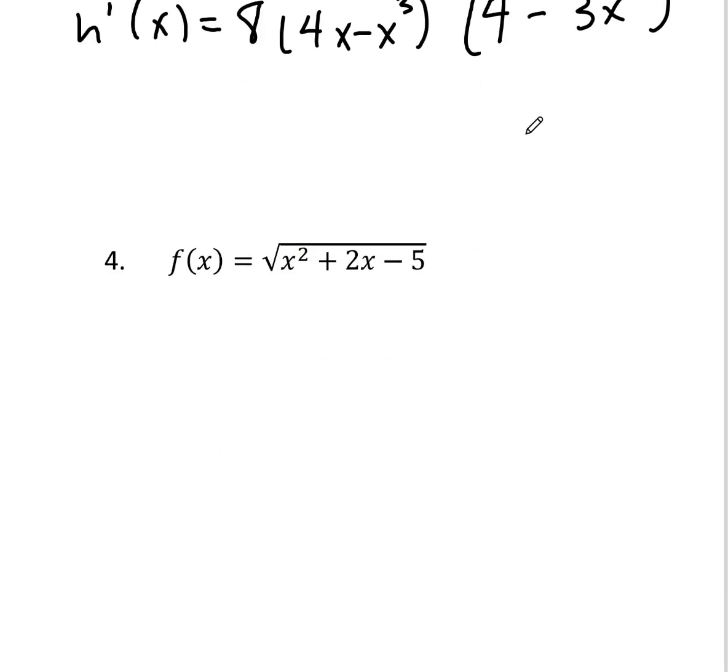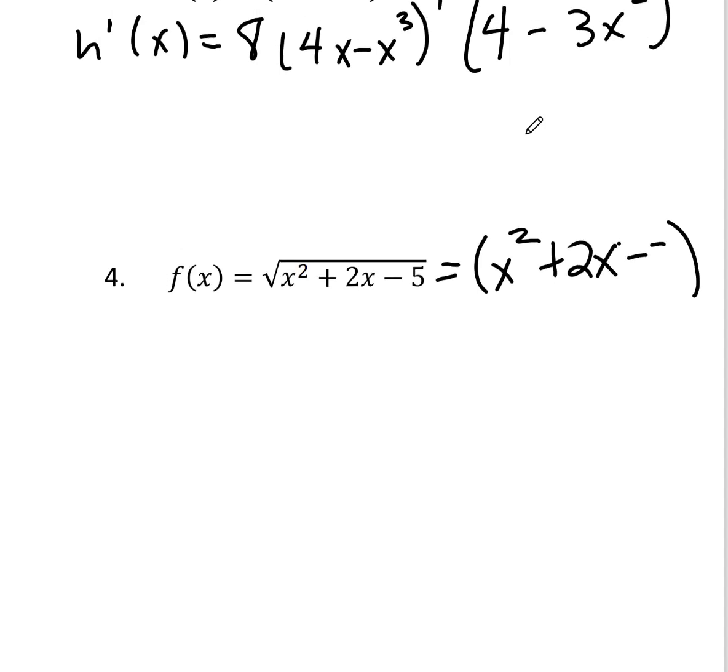Number 4, the chain rule really comes in handy because we don't have any way to distribute or simplify the square root. We wouldn't be able to take the derivative of the square root of x squared plus 2x minus 5 unless we went way back to the definition of derivative, which we all know we don't want to do. So here I want to think about the square root as a power. I have x squared plus 2x minus 5, but remember now the power is a half.